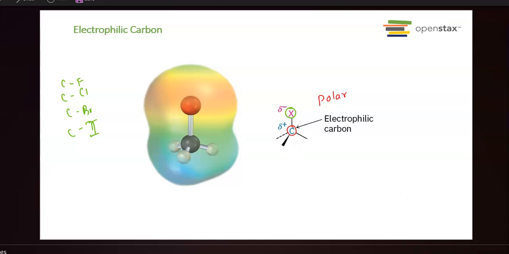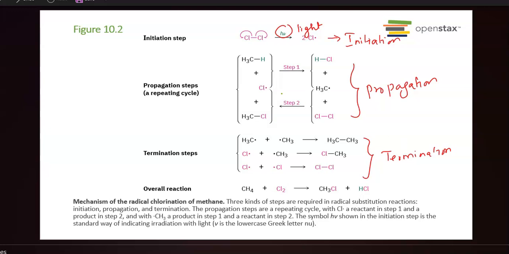Now, regarding preparation of alkyl halides, one preparation we have already seen in a previous chapter is halogenation of alkanes. So you can use either chlorine or bromine to react with alkanes, like in this first step here. They go through different steps: initiation, propagation, and termination, and this is the overall reaction.